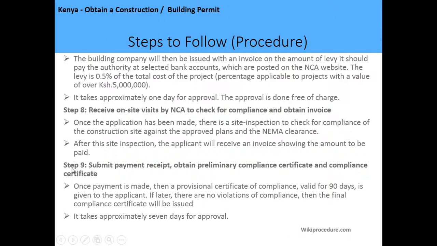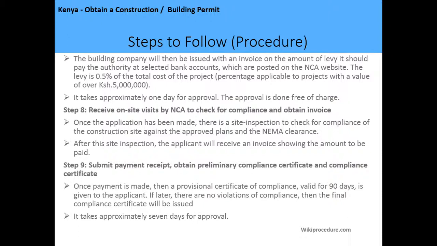pay. And then after payment, now the ninth step is to submit your payment receipt, and you'll obtain a preliminary compliance certificate and finally a compliance certificate. So once payment is made, then a provisional certificate of compliance will be issued, which is valid for 90 days. And if later there are no violations to the compliance certificate, the final compliance certificate will be issued, and it takes approximately 7 days for approval.